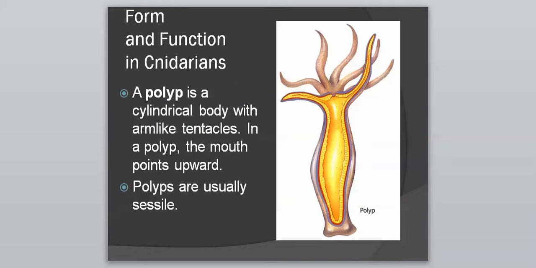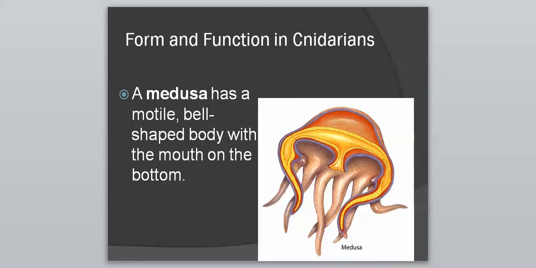A polyp has a cylindrical body, shaped like a cylinder, with arm-like tentacles. In the polyp, the mouth points upward, so the mouth would be right here below these tentacles. Polyps are usually sessile. Remember, sessile means that they are attached to one spot. That's a polyp. A medusa is motile, meaning it can move, and it has a bell-shaped body with a mouth at the bottom. This looks more like the jellyfish, which is an example of this group. The jellyfish has the medusa body shape that we know of.